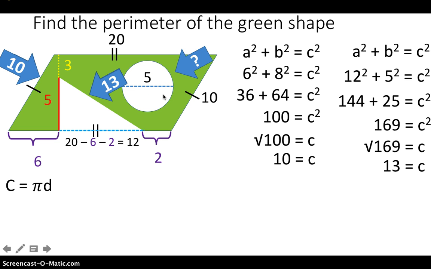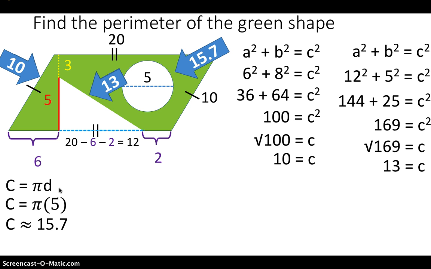So pi times diameter is the formula we're going to use here. We could use 2 pi r, but we don't have the radius. We are given the diameter. Of course, we can use the diameter to find the radius, but since we already have diameter, we might as well use the formula that includes diameter. So pi times diameter is pi times 5. Pi is about 3.14 times 5, so we get that the circumference is about 15.7.